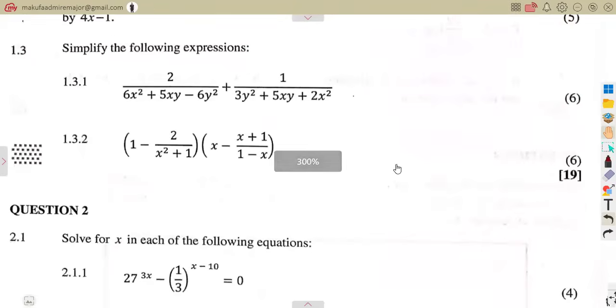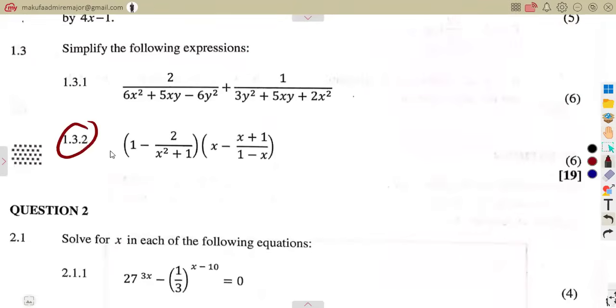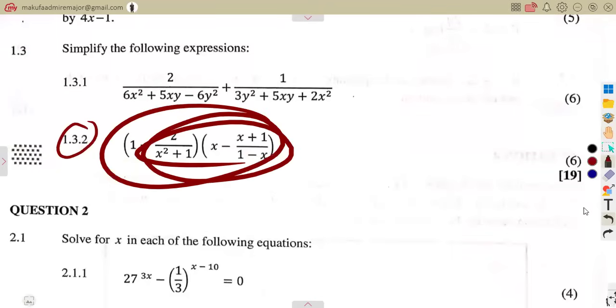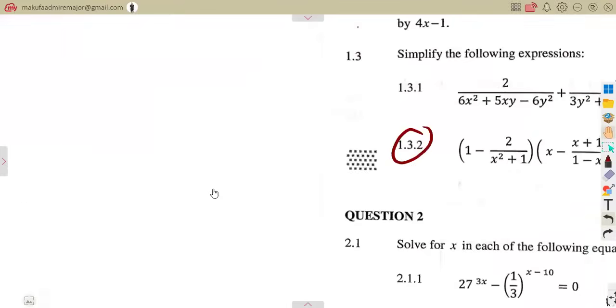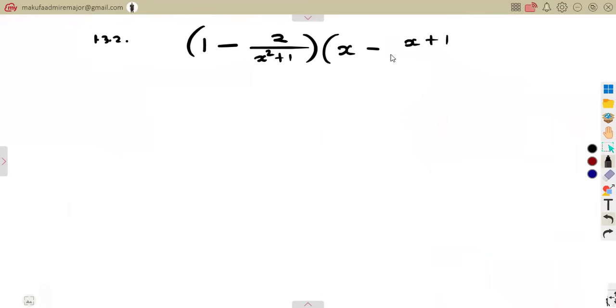All right, 1.32 we are given. Simplify again, but this time, 6 marks again. Okay, let's see. That's 1.32. So 1.32, we are given to simplify. That was a bracket of 1 minus 2 over x squared plus 1. So do not be scared with the presentations that you are given there. Work out the way that you do understand stage by stage. You see that actually there's nothing there.